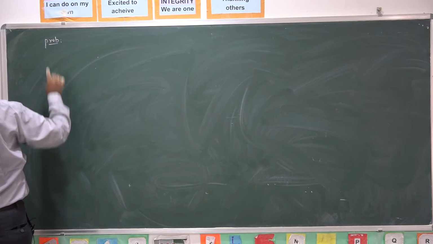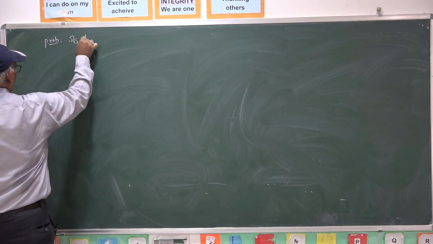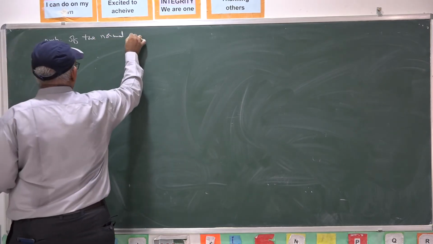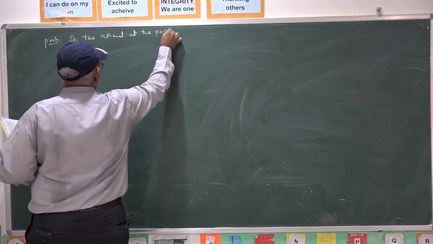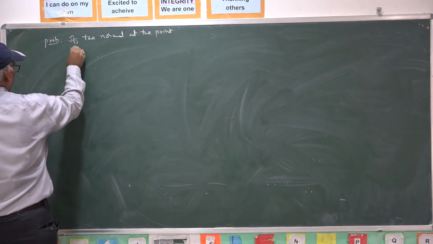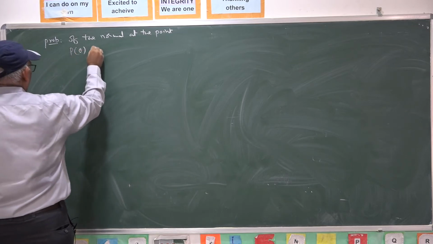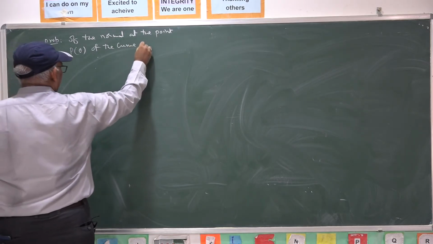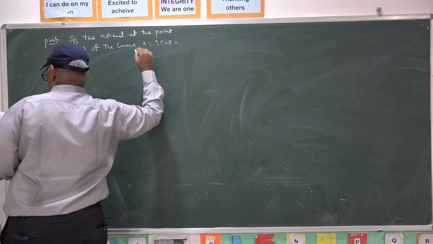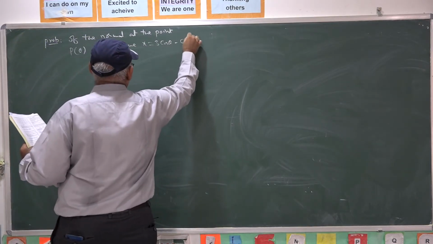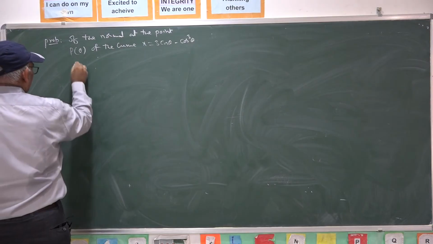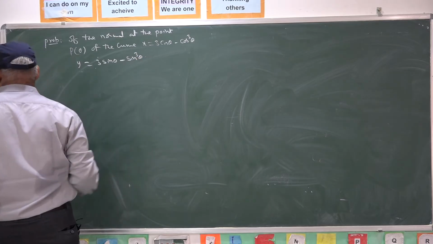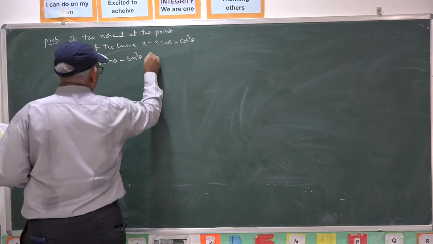Next problem. If the normal at the point p theta of the curve x equal to 3 cos theta minus cos cube theta, y equal to 3 sin theta minus sin cube theta, passes through origin.